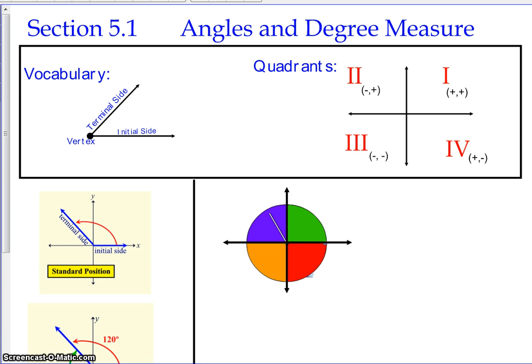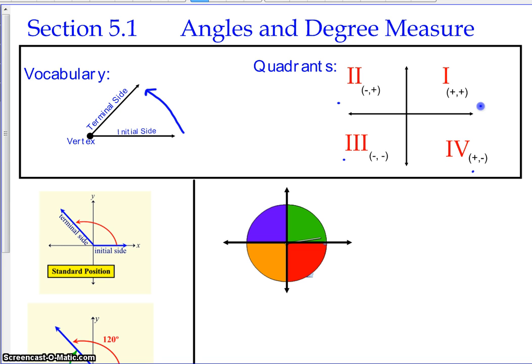So let's start looking at some vocabulary. You should have seen in the past this idea of your quadrants and what quadrant you're in. So here's our first quadrant, our second quadrant, our third quadrant, and our fourth quadrant right over here. We're going to be making an angle and looking at where the start of the angle is and where the end of the angle is. The initial side is the start, and the terminal side is the ending.